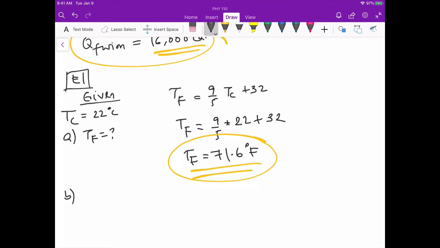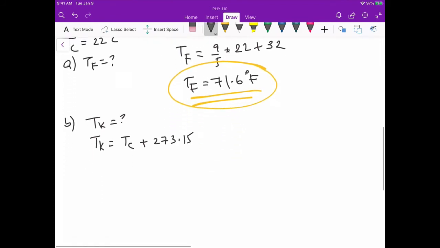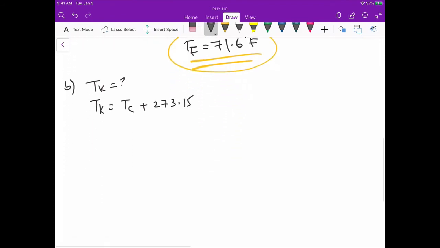It's saying, what is this temperature on the absolute Kelvin scale? It means in Kelvin. To convert to Kelvin, what we know is Kelvin equals the temperature in Celsius plus 273.15. You know, most textbooks ignore that 0.15 part, but it's okay. So it's given 22 plus 273.15.